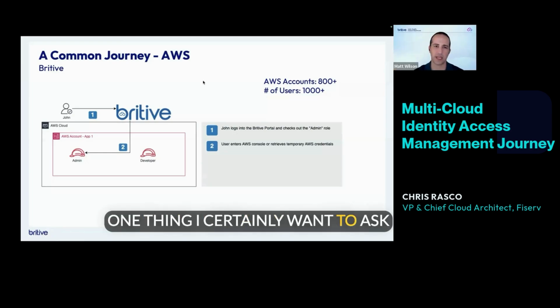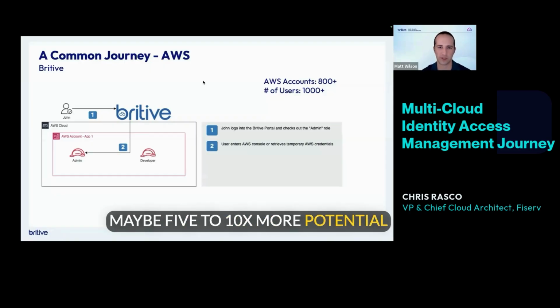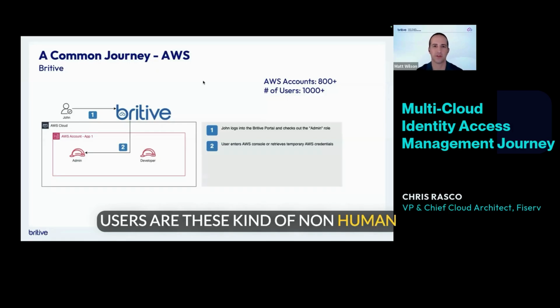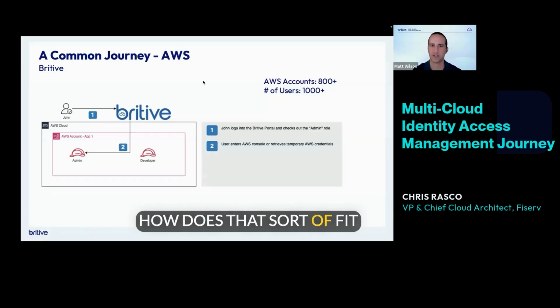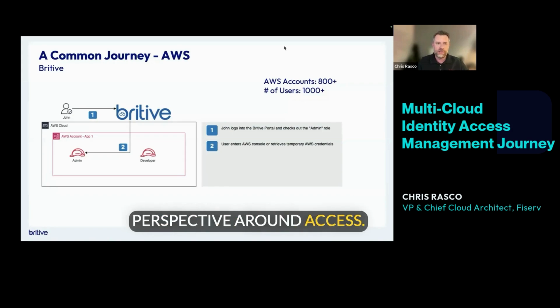One thing I certainly want to ask here as well is that's a lot of users. The one thing that I hear, maybe 5 to 10x more potential users are these non-human side of things, like the service principals, you've got federated workloads. How does that fit into this whole piece here? Yeah, so our journey started with the human users because we felt like that represented the largest risk, or I guess concern from a security perspective around access. We are still working through the non-human user side of that, and the scale there tends to dwarf the human users probably 5 to 1, right?